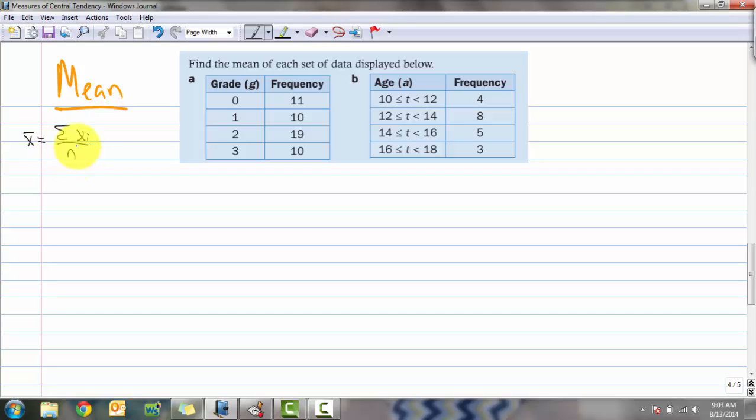And divide by how many there are. This sigma, this Greek letter sigma, means add up all of the x's. But what is this really? Okay, this means that there are 11 zeros, 10 ones, 19 twos, and 10 threes. We could type in 11 zeros, 10 ones, 19 twos, and 10 threes, but there's another formula that we can use for finding the mean if we have a frequency table.